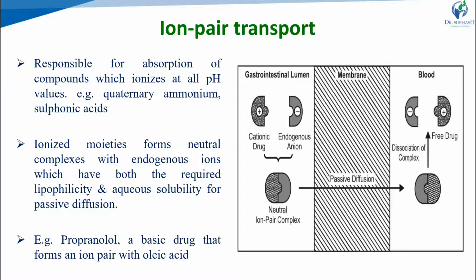In the figure we can see cationic drugs bind with endogenous anions and form the ion pair complex, which is in neutral form. It crosses by passive diffusion, reaches the blood, dissociates and releases our free cationic drug.